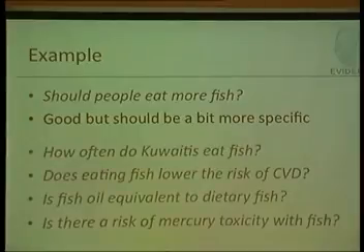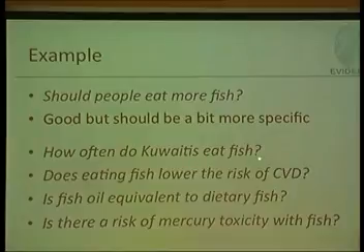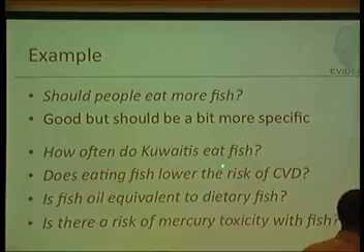And I'm just going to give you a few examples that make it a little bit more narrowed of a question. So if you ask, how often do Kuwaitis eat fish? You're asking about frequency, you're asking about a certain population. So at least you're narrowing your question compared to the top question.